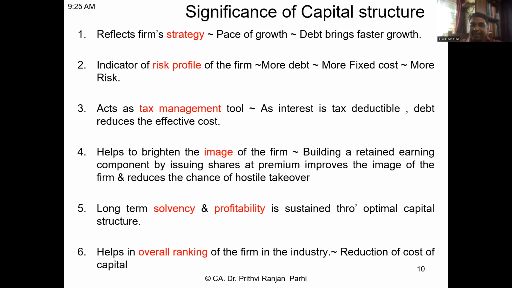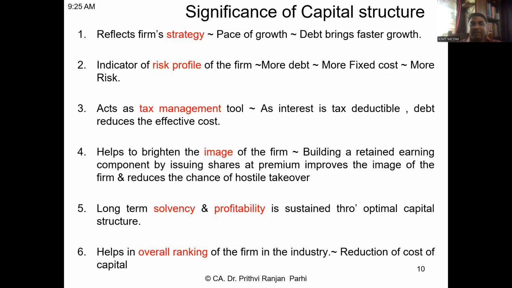It also acts as a tax management tool, since more debt means interest will be paid. On interest, there will be a tax shield, because of the interest payment, profit will be less, and less amount of income tax has to be paid. It also helps, that means capital structure also helps to brighten the image of the firm.